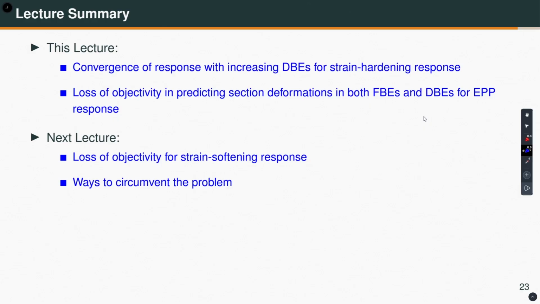With that, let me summarize. In this lecture, we have looked at how you can get a converged solution for a displacement-based element when the response is of strain hardening type. What you have to do is increase the number of elements. Now, you should do it wisely, meaning that you should use more integration points where the plastic hinges are expected to form. Everywhere else, you can use longer elements and fewer elements.